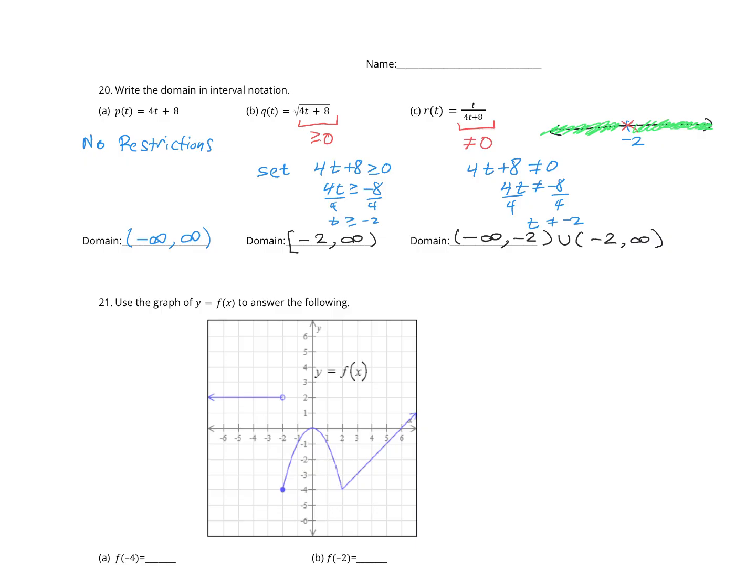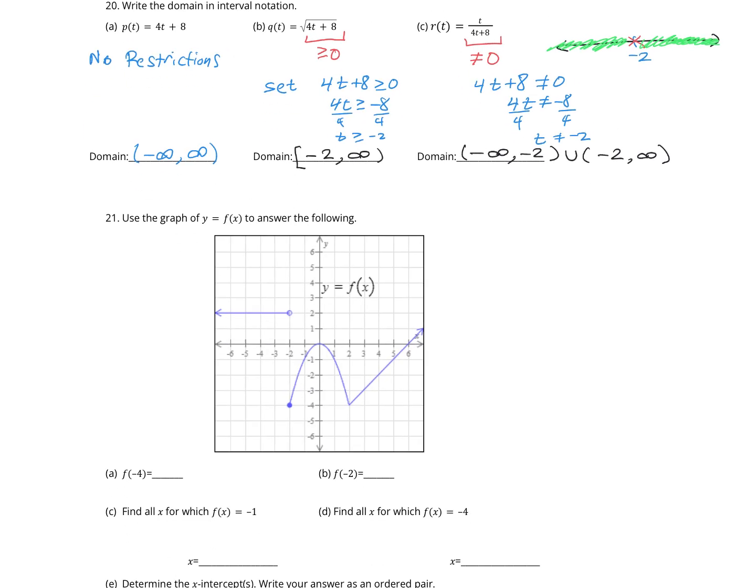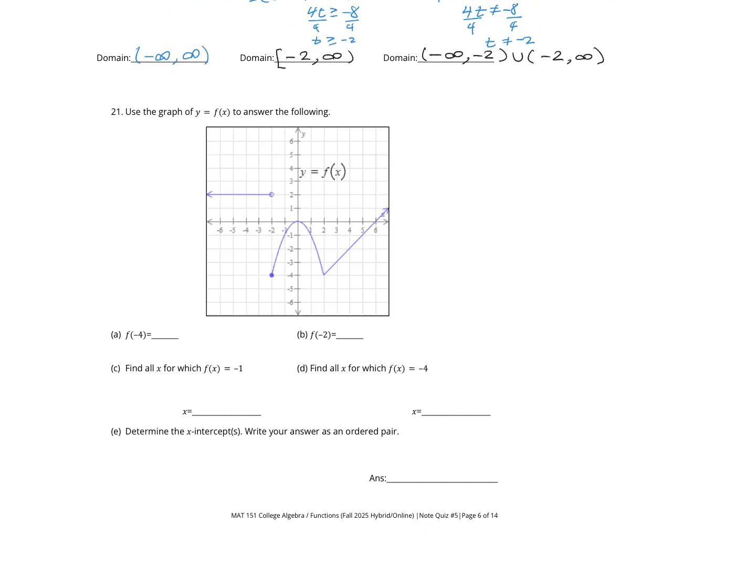All right, so that's going to be true for any division function. You'll notice that we completely ignore the numerator in that process. We don't care about the top of the fraction. It can be 0. It's the bottom of the fraction that matters. All right, now let's move on to more graph reading.